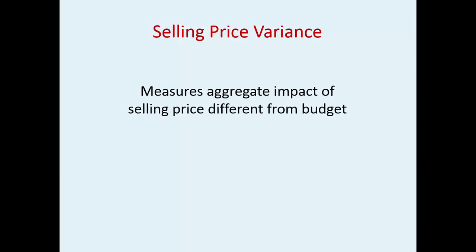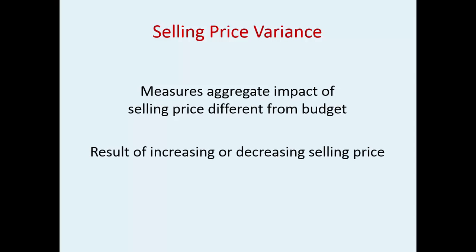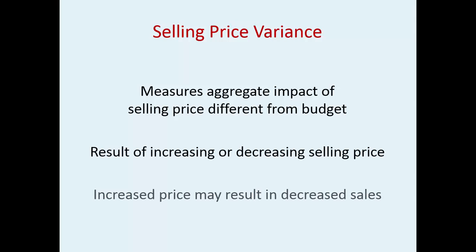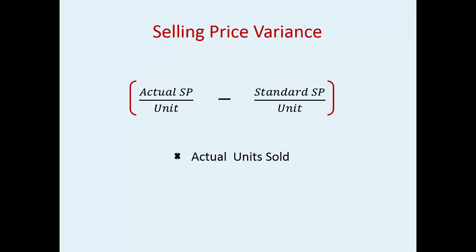Selling price variance measures the aggregate impact of the selling price differing from the budget. It could result from an increased or decreased selling price. It could be a favorable or unfavorable variance. The increased price may result in decreased sales. It could alienate your customers. And this is how you calculate the selling price variance.